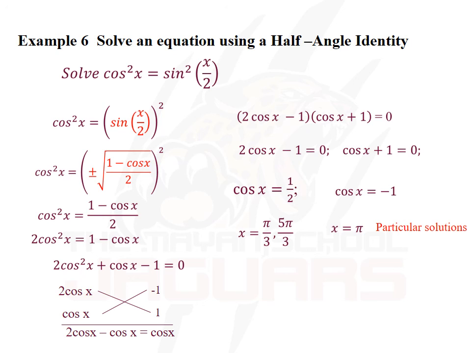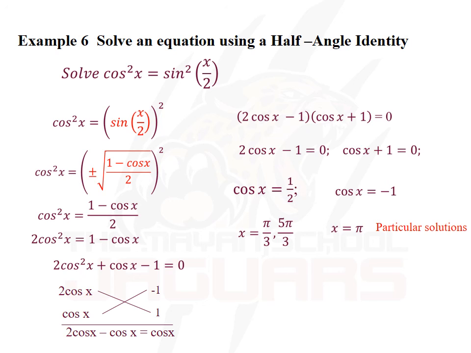what they mean is that you need to find not only the particular solutions, but also the general solutions. And to find the general solutions, to each of these values you're going to add a multiple of the period. So what is the period of the cosine of x? The cosine of x is the same as cosine of 1x, so the value of b is 1. The period of the cosine is 2 pi divided by b. b is 1, so 2 pi divided by 1 is 2 pi. So the period of this function is 2 pi.